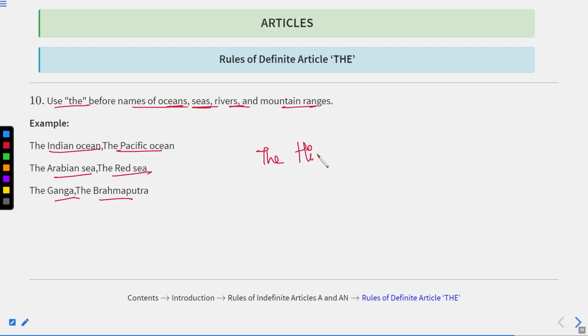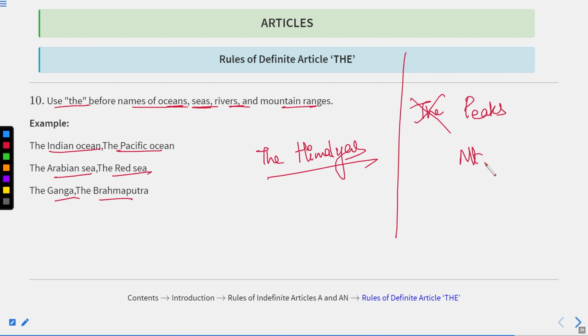Okay, but we cannot use "the" before the peaks of the mountains. The Himalayas, so we have used "the" before it. But if I say the Mount Everest, that will be incorrect. Why, sir? Mount Everest is actually the peak of the mountain. Before the names of peaks, we cannot use "the". For example, Mount Everest is the highest peak in the world, but we cannot use "the" before it. Why so? Because this is the peak of the mountain, not the range. If we talk about ranges, for example, the Himalayas, the Aravallis, we can use "the" before it.